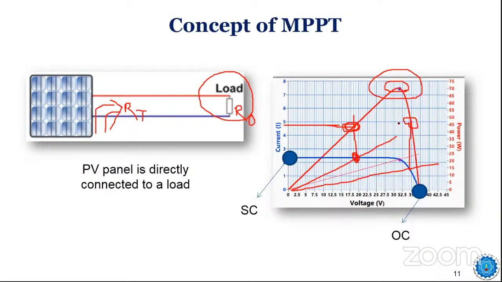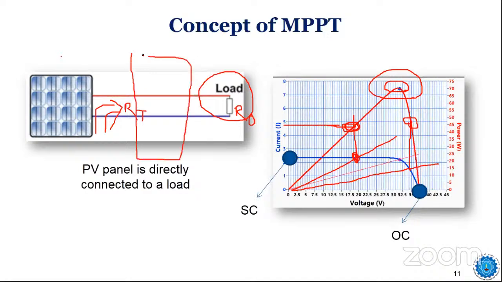As I've told you, the manufacturer has already provided us the maximum power from the PV panel, let's suppose, 1 kilowatt or 1000 watts. So we need to track the 1000 watts, right? But we are not able to track it because of the change of the load. So how can it be done? How can it be tracked?